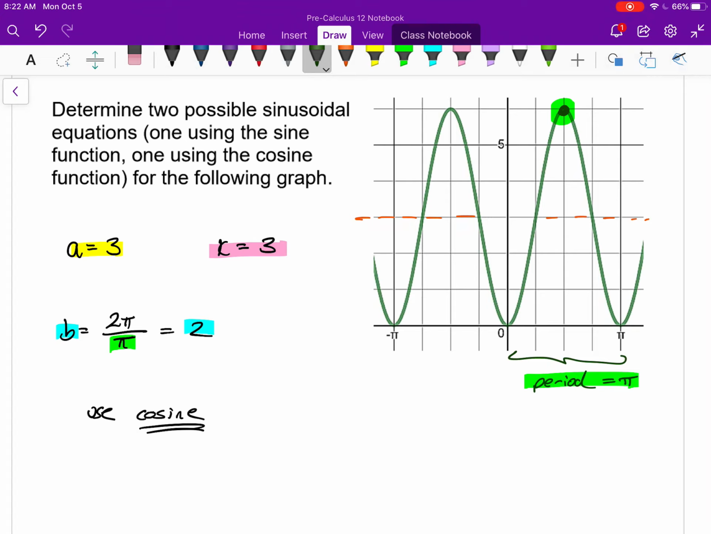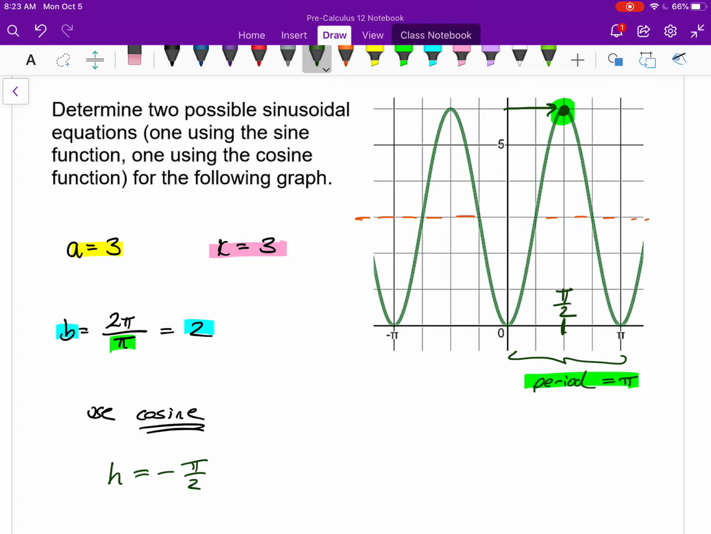Okay, so if I'm using cosine, if I look right here, this is at pi over 2. So I can imagine a positive cosine function translated pi over 2 to the right, which means my h value would be negative pi over 2. That's if I use a positive cosine function.